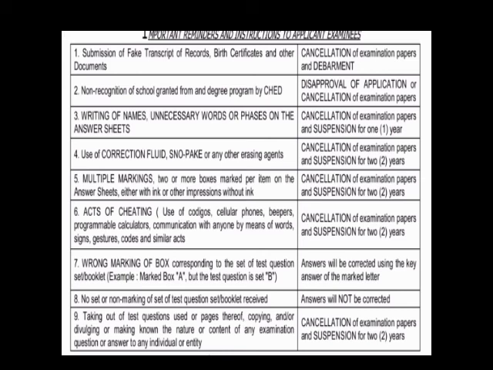7. Wrong marking of box corresponding to the set of test question. Set booklet, example, marked box A, but the test question is set B. Answers will be corrected using the key answer of the marked letter. 8. No set or non-marking of set of test question set booklet received, answers will not be corrected.